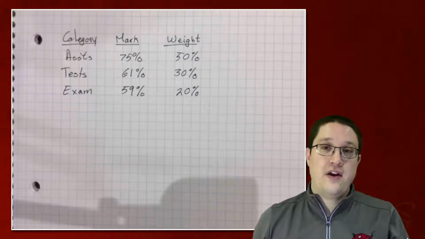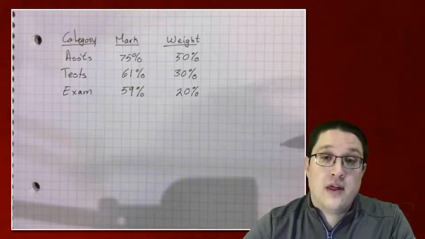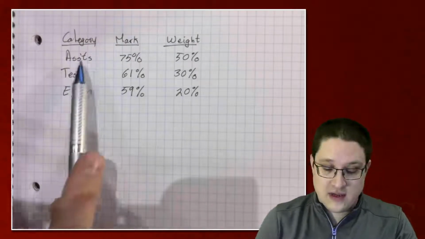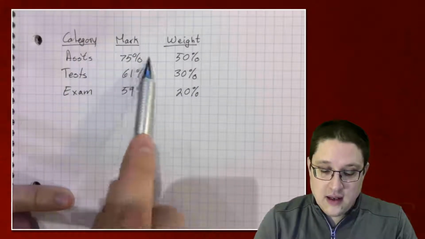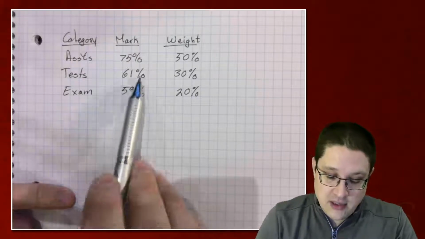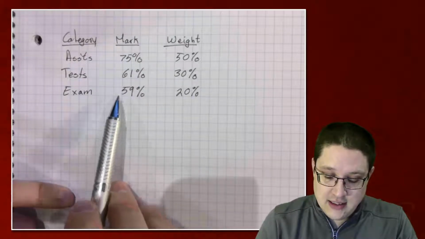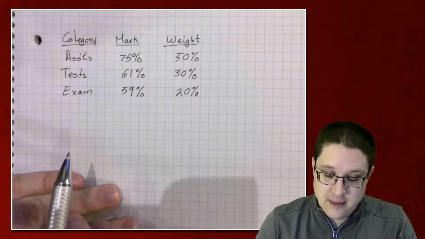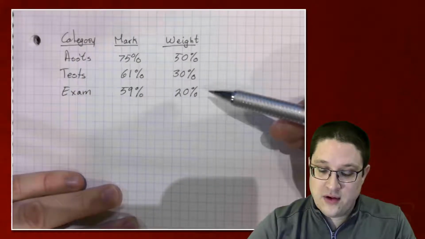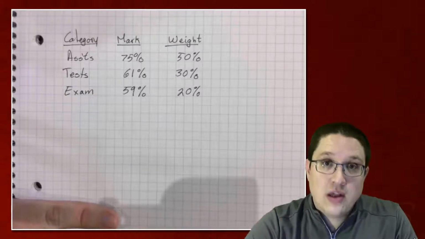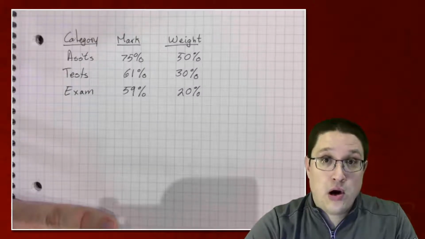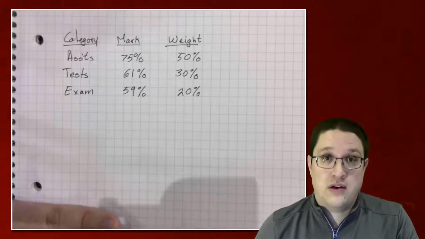So I have here an example. Let's say that you have a class where you have assignments, tests, and exams. Now let's say that you've got 75% on your assignments, 61% on your tests, and 59% on your exam. And the weights are 50%, 30%, and 20% respectively. The way that you calculate your weighted mean, in this case your mark, is really straightforward.